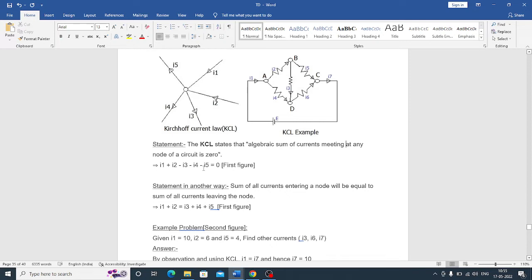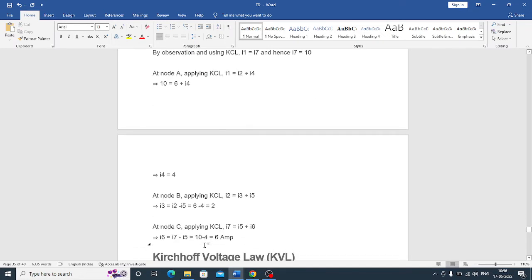So you can write it in two ways. First case is I1 plus I2, currents entering into the junction, is equal to currents leaving the junction, I3 plus I4 plus I5. Or we can write like this: I1 plus I2, because currents entering into the junction are positive, then I3, I4, I5 negative, should be equal to 0. Because they are leaving the junction, so negative. Right.